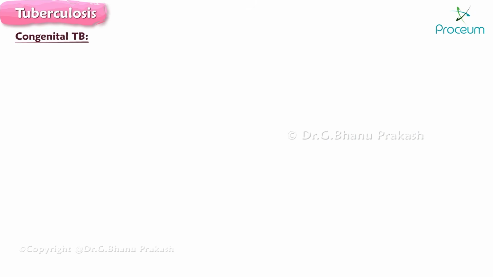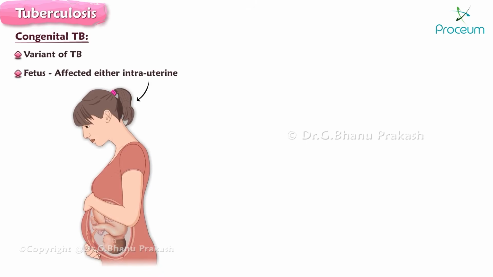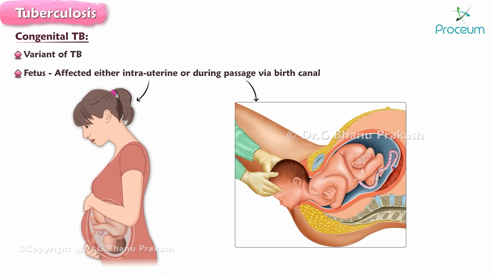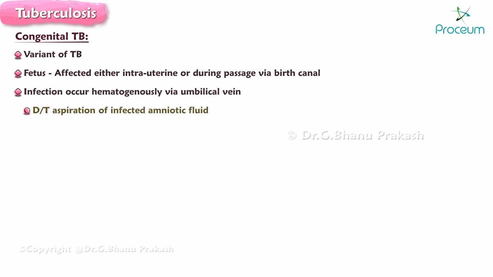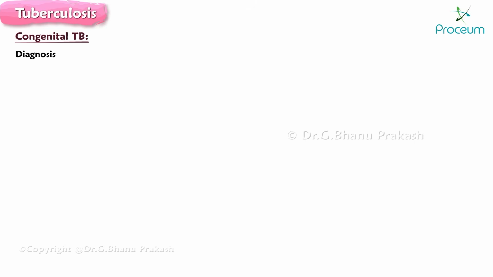Congenital tuberculosis. It's a variant of tuberculosis in which the fetus is affected either intrauterine or during the passage via the birth canal. Infection can occur in the fetus hematogenously via the umbilical vein, due to aspiration of infected amniotic fluid or ingestion of amniotic fluid. Liver is the most common site involved in congenital tuberculosis. Diagnosis of congenital tuberculosis is established using Cantwell revised criteria.